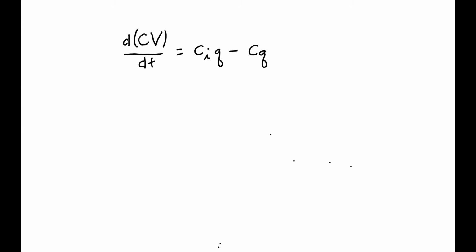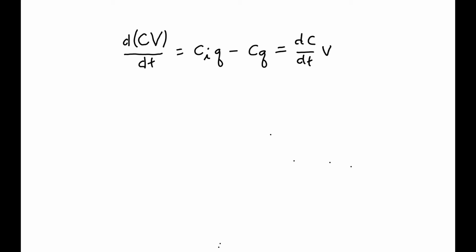Now you may recognize that what we have written here, d(CV)/dt, is a product of two quantities, C and V. And you may remember the product rule from calculus. If you do, then you may also recognize that because we have said the volume V is fixed, and therefore its time derivative is 0, then the thing that we have just written for d(CV)/dt will also be equal to dC/dt times V.